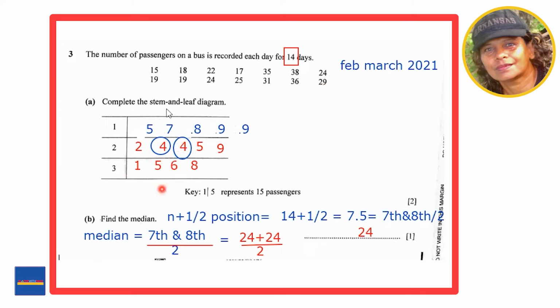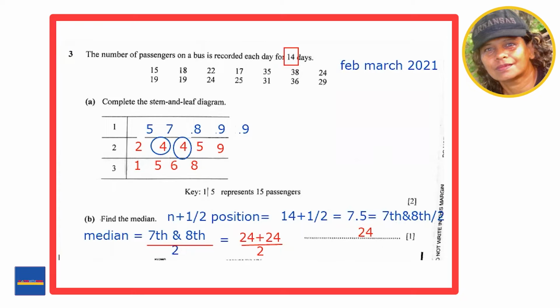Now they ask for the median, so it's important for you, once you place all the numbers, you put them in order. So you go 5, 7, 8, 9, 9, 2, 4, 4, 5, 9, 1, 5, 6, 8. Now the median, the rule is n plus 1 over 2 position. N is 14. 14 plus 1 over 2 is 7.5. That means we look at the 7th and the 8th position.